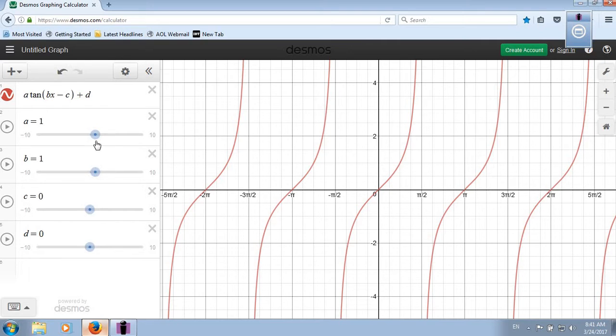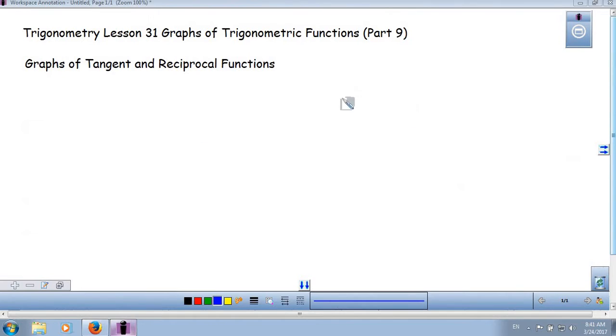So A, B, C, and D work sort of the same way as what we did before with sine and cosine, but as to the actual sketching, we have to do something a little differently. Let me jot down what we have to talk about. The period of a tangent function, let me write out the tangent function here.